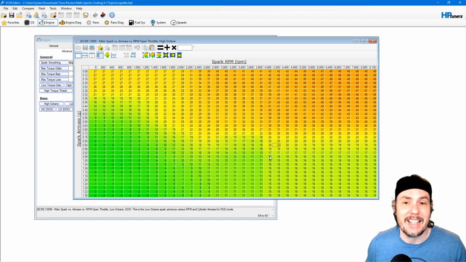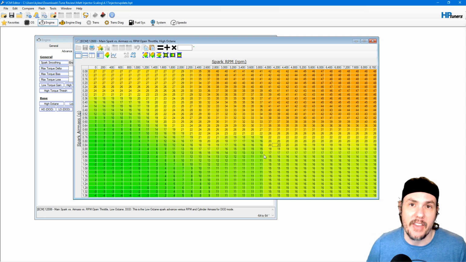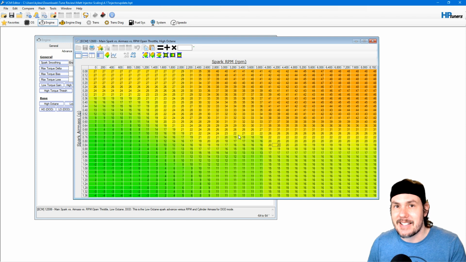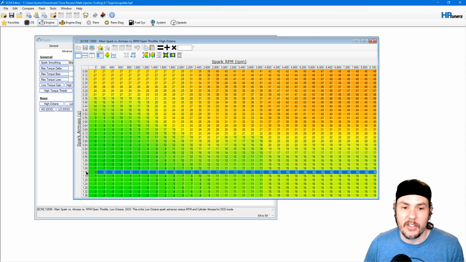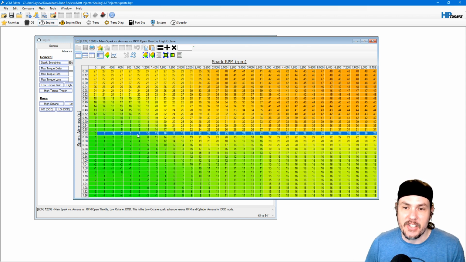That's where people get into issues whenever they scale their injectors. And I see that a lot, where they haven't gone in and corrected the spark tables to make sure that where their wide open throttle air mass was hasn't been adjusted down.